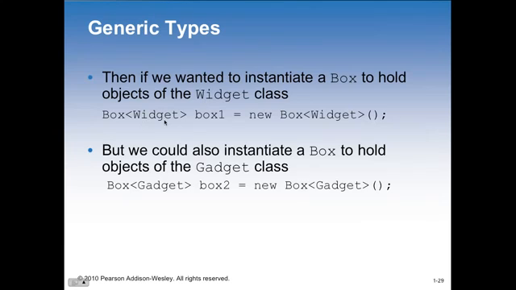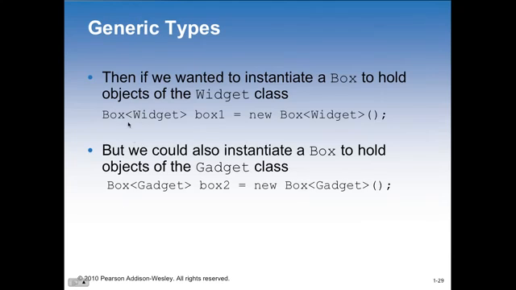And widget is nothing more than the class. It's the object type that we're saying this is going to be a box of widgets. Box1 is equal to a new box of widgets. So if I had a box of something else, gadgets, here we go, here's some gadgets. We can also instantiate the box to hold objects of gadget class. So here Box<Gadget> is box2. They're both boxes, but one box is holding gadgets and the other box is holding widgets.